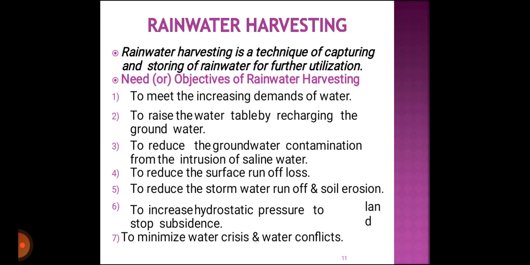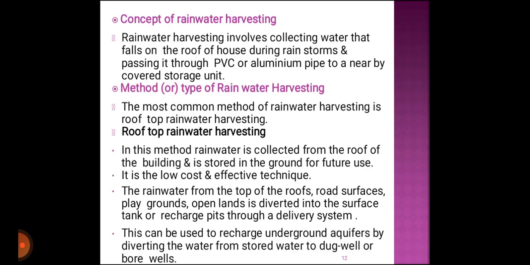Okay, then we go into the concept of rainwater harvesting. Rainwater harvesting involves collecting water that falls on the roof of the house during rainfall, and passing it through PVC or aluminium pipe to a nearby covered storage unit in the earth. Then, methods or types of rainwater harvesting. The most common method is rooftop rainwater harvesting. In this method, rainwater is collected from the roof of the building and is stored in the ground for future utilization.